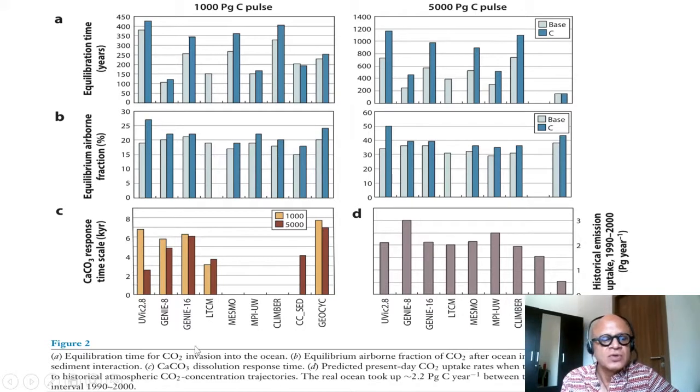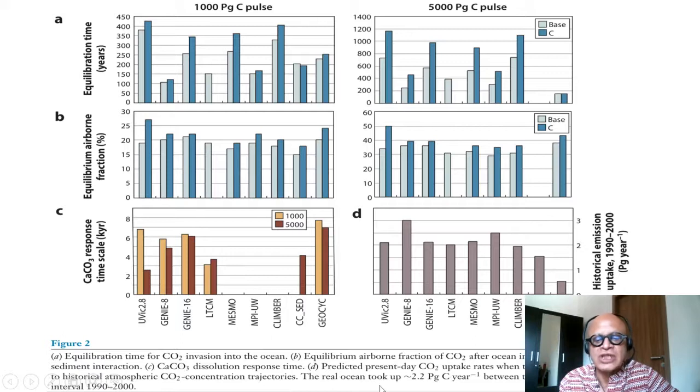Okay, so A is the equilibration time for CO2 invasion into the ocean, and B is the equilibrium airborne fraction of CO2 after ocean invasion for cases with no sediment interaction. That's the base case, and in C, we have the calcium carbonate dissolution response time in terms of sediment interactions and predicted present-day CO2 uptake rates when models are subjected to historical atmospheric CO2 concentrations.